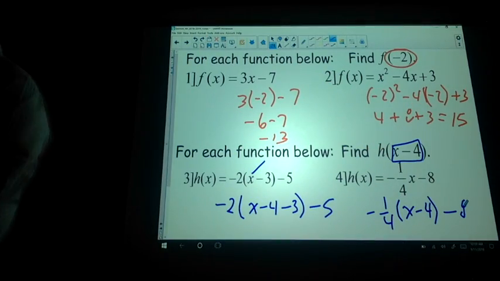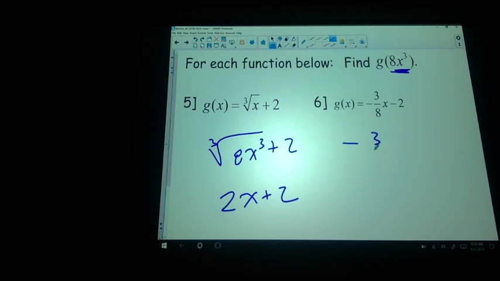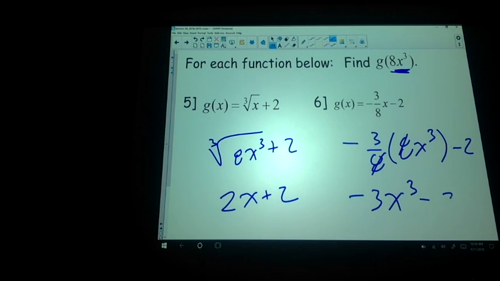Am I done? No. What am I going to plug in? The third root of 8x to the third plus 2. And this one's going to be -3 over 8x to the third minus 2, and reduce that to -3, x to the third minus 2. Is that it? Yay or nay? Yeah, that's it.